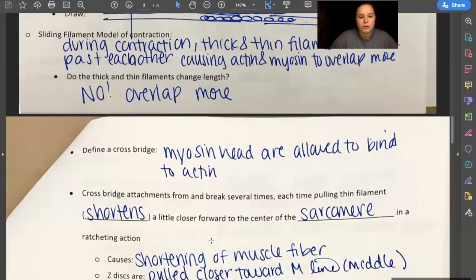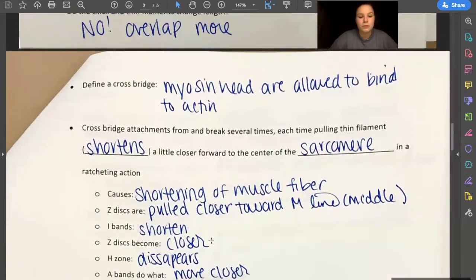Okay, so this is during contraction. Contraction causes shortening of the muscle fiber. The Z discs are pulled closer towards the middle, also known as the M line. The M line is just the middle. The I band, the part where it's only actin, shortens because we're overlapping more, so we have less of a place where there's only actin. The Z discs, also known as the ends of the sarcomere, get closer together.